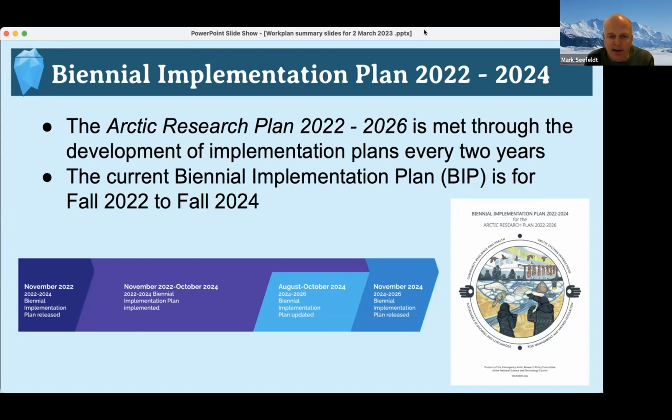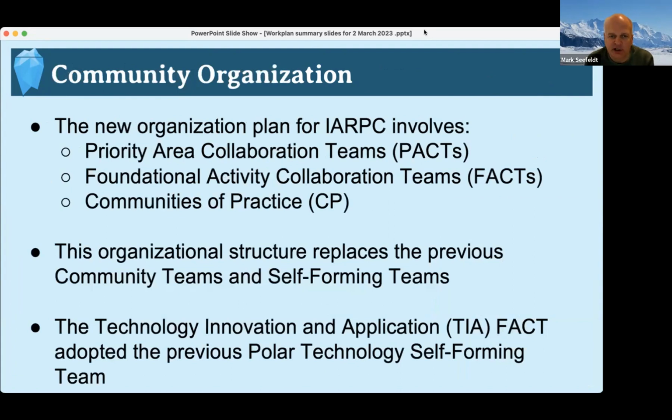There was a launch for this in November, and then a month ago, the co-leads for the different teams got together both online and in Anchorage to set forward this path for meeting the Arctic Research Plan. The new organization plan for IARPC involves priority area collaboration teams, or PACs, foundational activity collaboration teams, or FACs, and communities of practice. This organizational structure replaces the previous community teams and self-forming teams that was the structure of IARPC prior to this change.